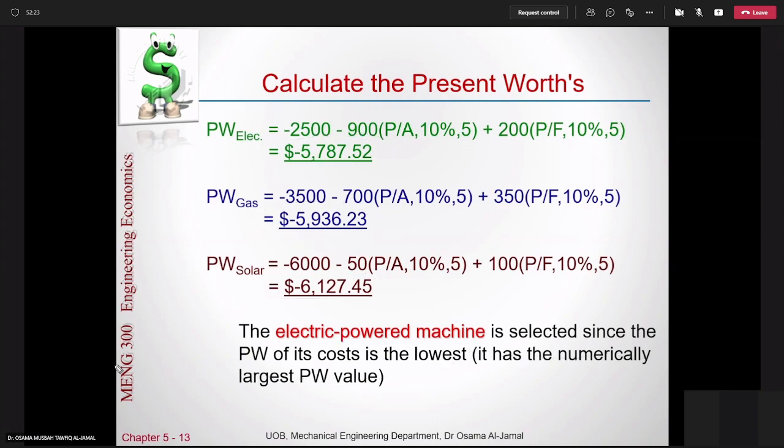If you were asked now to find the future worth, how would you do it? How are you going to calculate the future worth?